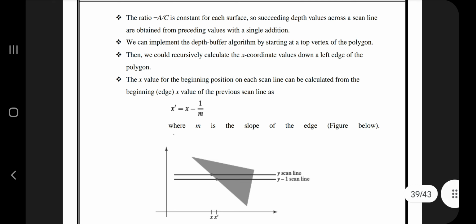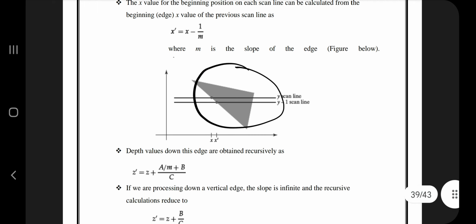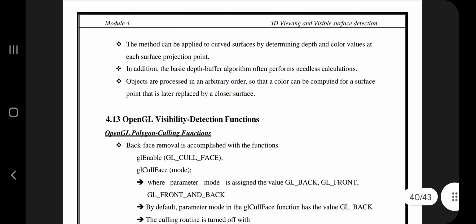And the fifth point is it is the same as the scanline algorithm. There you will be using x minus 1 by m to get the next x value. Here we will be using Z minus a by c to get the next Z value. So the same algorithm can be applied for 3D objects also, the scanline algorithm, and the functions are given here. What are the functions I told you? Those are the important ones, and these are the extra ones. If you can remember, you can write them.